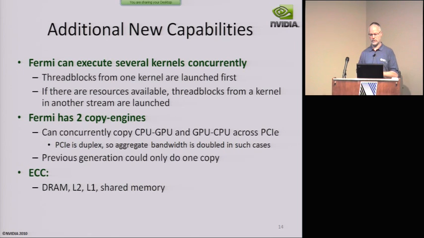The previous generation could only do 1 copy at a time and not completely overlap asynchronously. So this is potentially a factor of 3 speed up for something where your application is balanced with data traffic and computation.